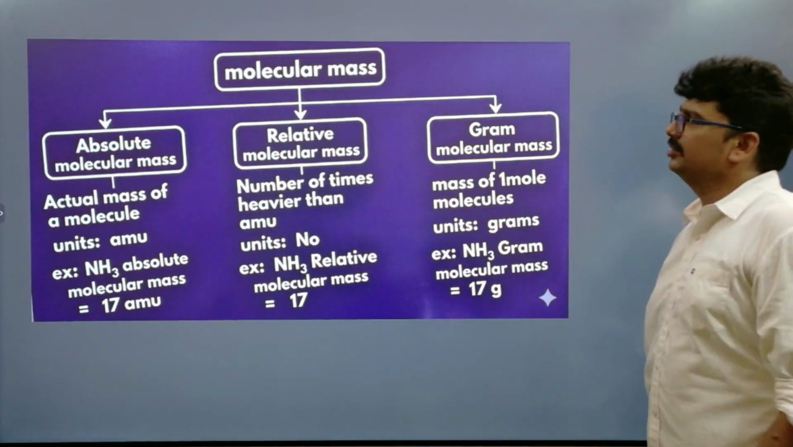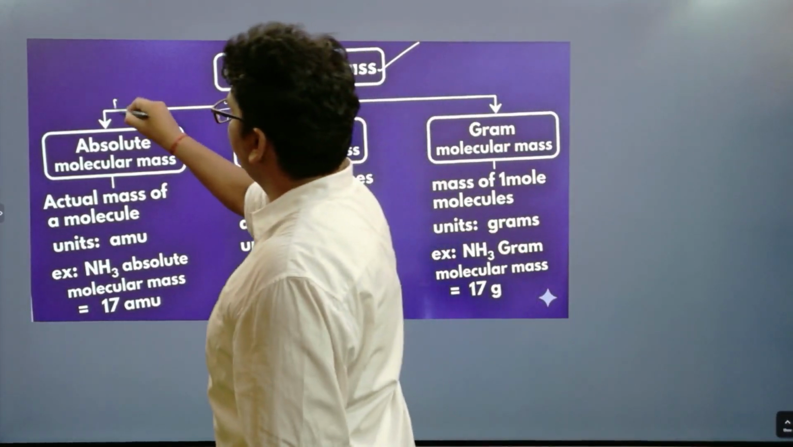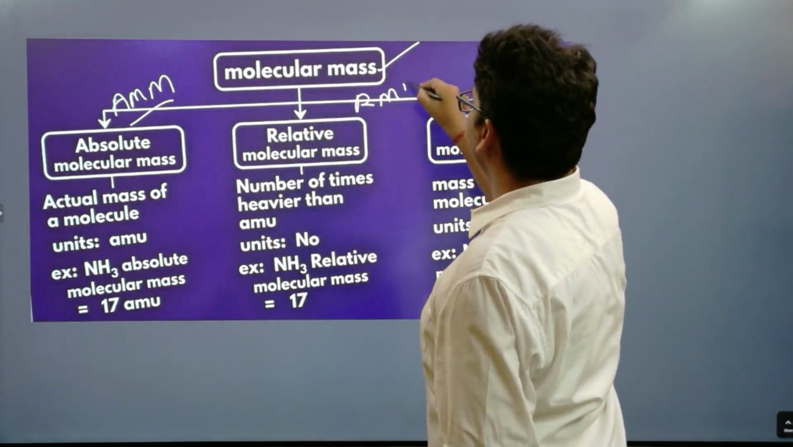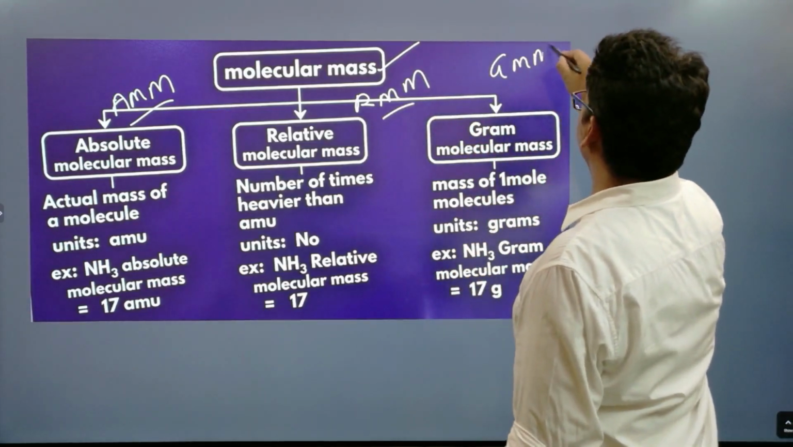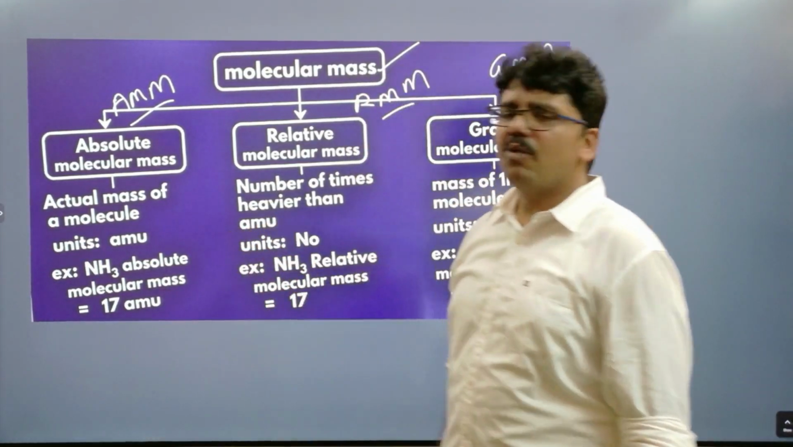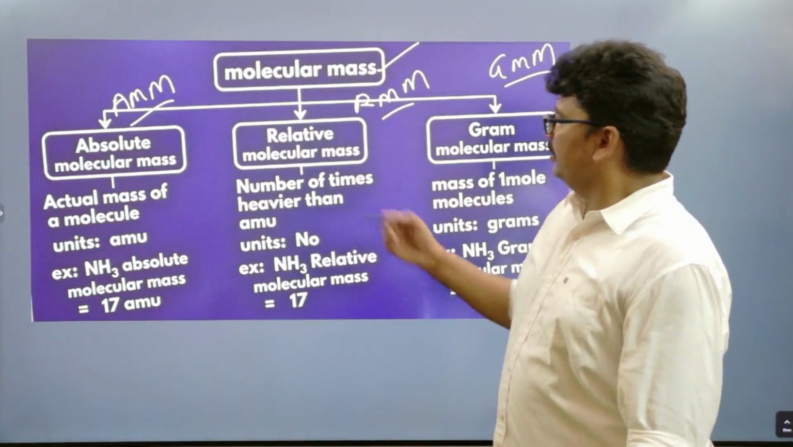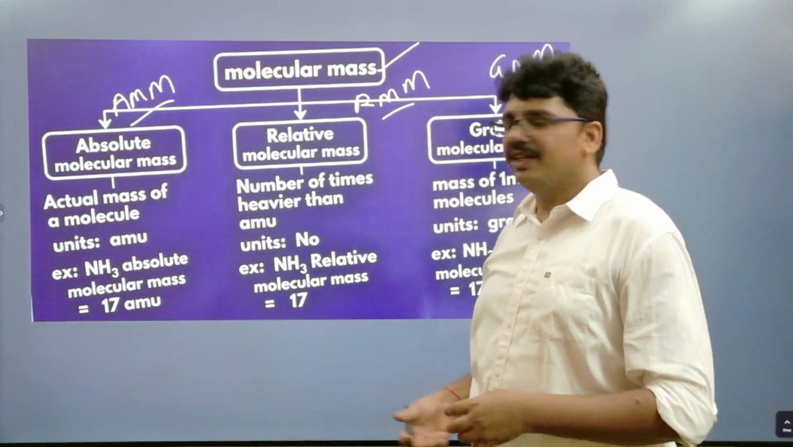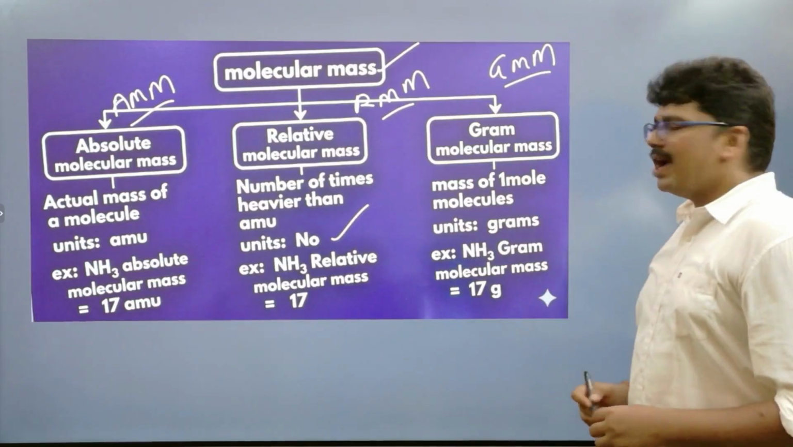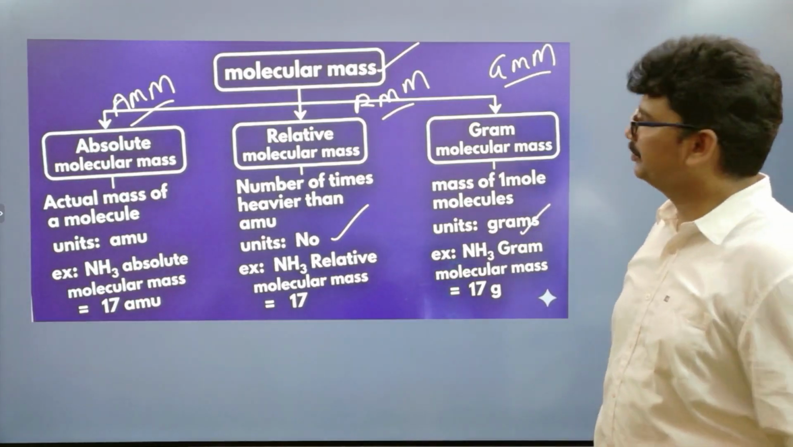Same as atomic mass, molecular mass is also 3 types. This is absolute molecular mass, this is relative molecular mass, and this is gram molecular mass. The actual mass of a single molecule is absolute molecular mass, units are AMU. Relative molecular mass means how many times it is heavier than AMU. Relative molecular mass, no units. Mass of 1 mole of molecules, that is gram molecular mass, units are grams.